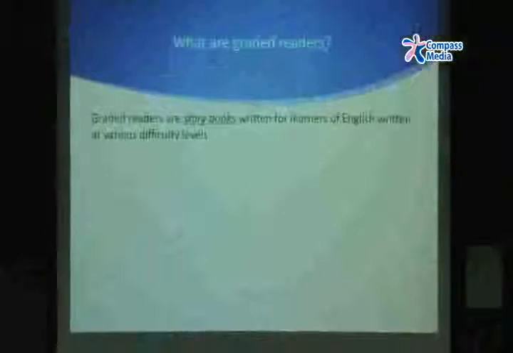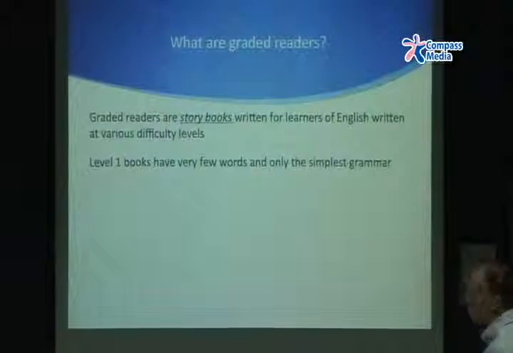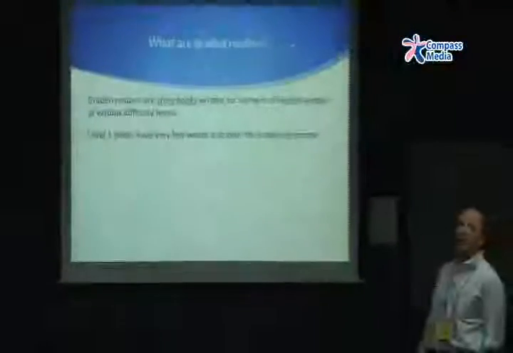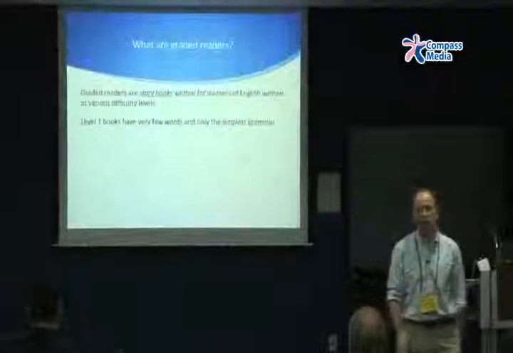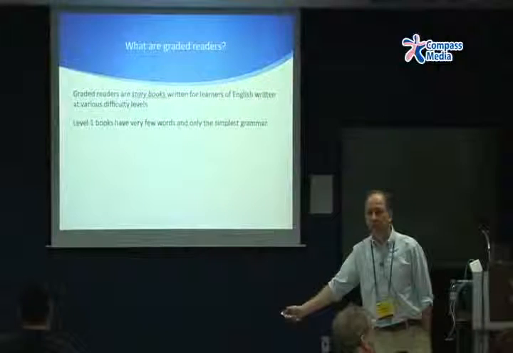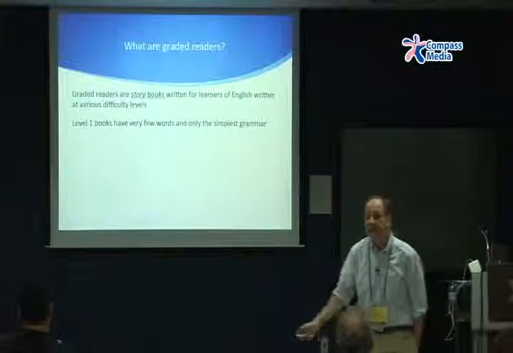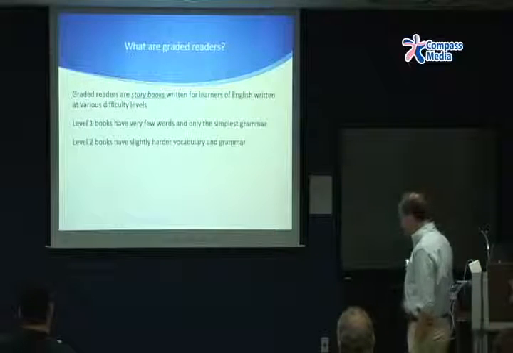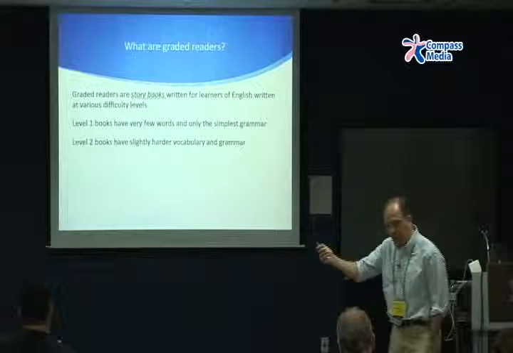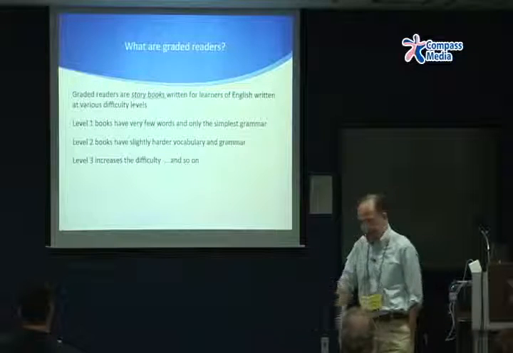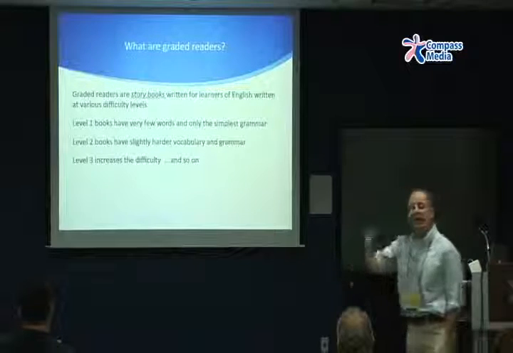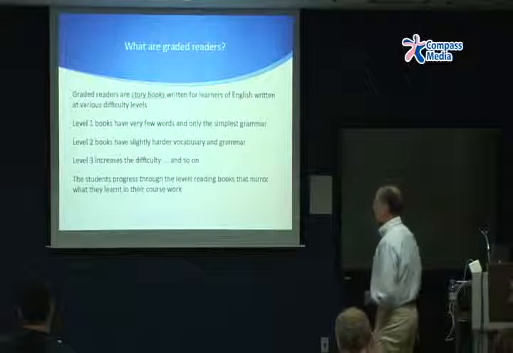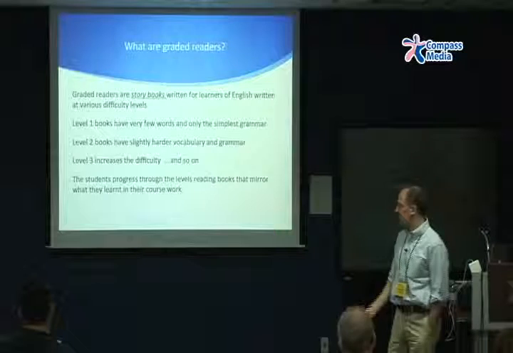And this works the same way as you would when you're teaching children. Level 1 books have very, very few words, only the simplest grammar. Maybe just the present tense. Okay? Maybe there's only 80 words in the whole book. Level 2 would have slightly harder vocabulary, slightly higher grammar. Level 3 increases the difficulty, and so on and so on. So it's kind of stepped learning. And they progress through the levels reading books that mirror what they've learnt in the course books.